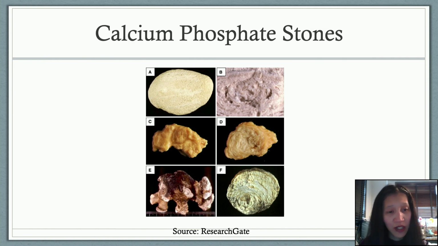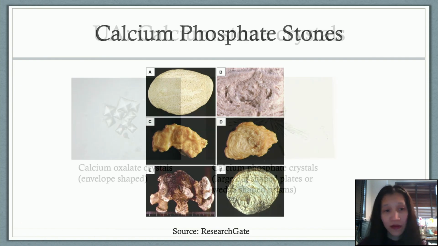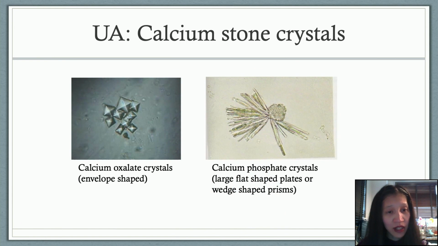They all look a little different. And then here are crystals that I wanted to show you in the urinalysis. So if you give me a random urine sample, I can look at it under a microscope and see whether or not you're forming these crystals. And this also gives me an idea of what kind of stones you might be prone to making.